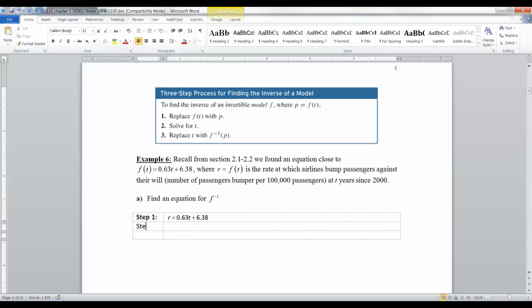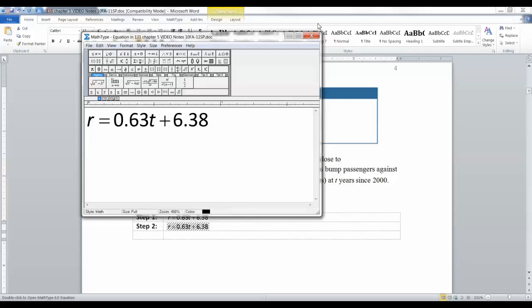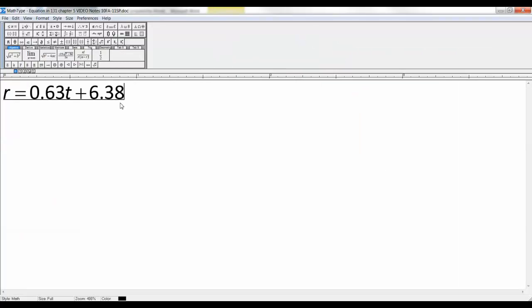All right, then step 2. This is where the algebra part is. You need to solve this equation for t. Currently it is solved for r. That's what it means in math class when they say solve for a variable. It means you get the variable, then the equal sign, and then all the rest of the stuff. So currently this is solved for r because it's r equals lots of stuff. I want it to be t equals. So you need to get t by itself.